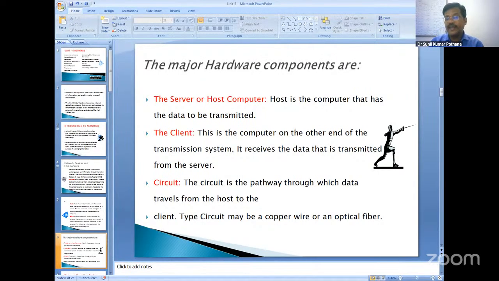The next one is the client. This is the computer on the other end of the transmission system. It receives the data that is transmitted from the server. One more component is the circuit. The circuit is the pathway through which data travels from the host to the client. A circuit may be a copper wire or an optical fiber.